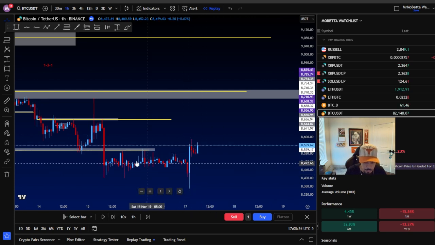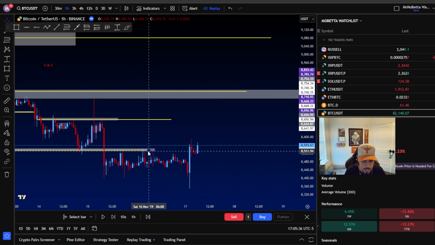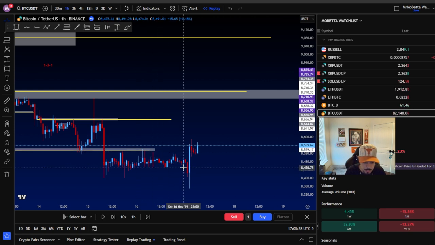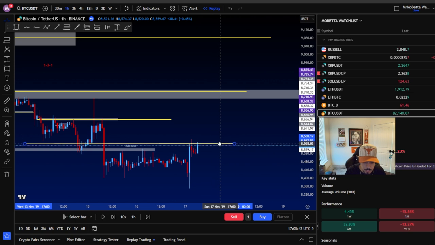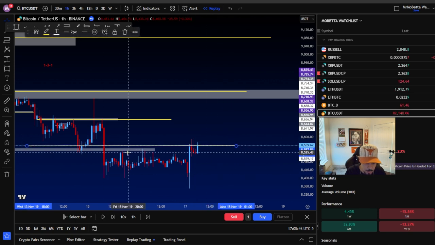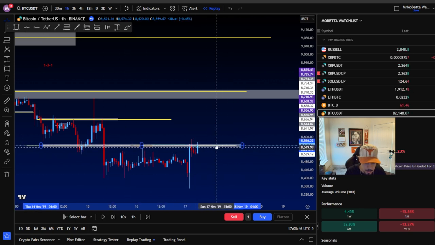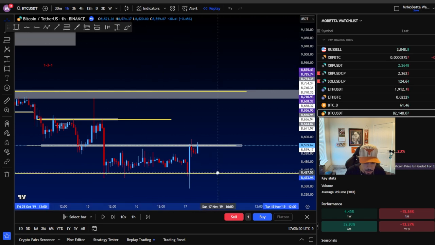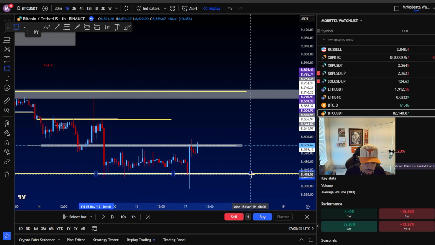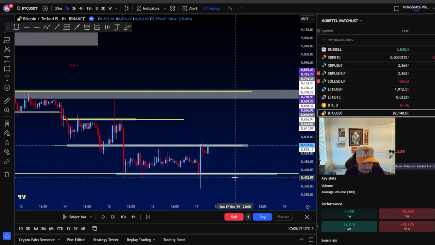Sunday, 2 a.m. Now what we did, we created a new range. And let's go ahead and set this here. Created this range higher here, and we've created this range lower here, which price has respected.